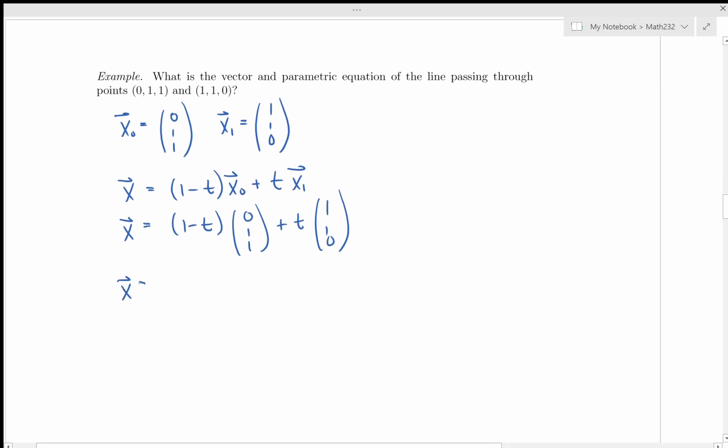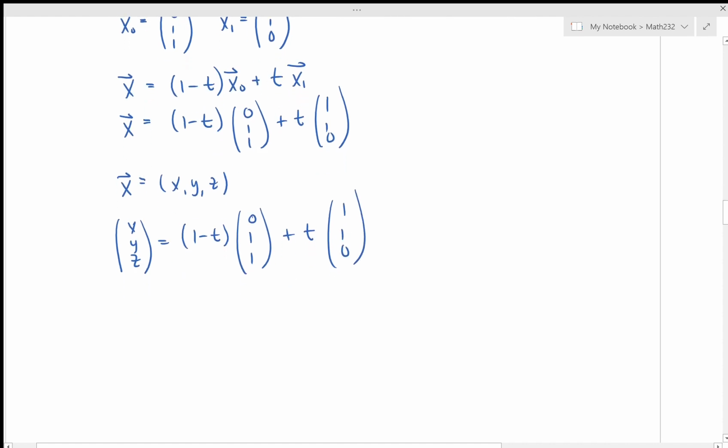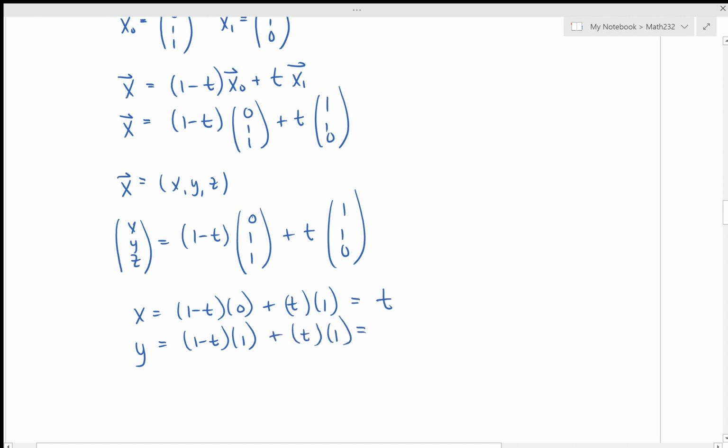Okay, letting x be equal to x, y, z, we can write this way: x, y, z is equal to (1 minus t) times 0, 1, 1 plus t times 1, 1, 0. And then we simply can read off the different components. Line 1 tells us that x is equal to (1 minus t) times 0 plus t times 1, and that looks like t. And reading from the second line, y is equal to (1 minus t) times 1 plus t times 1. And what does that look like? The t cancels out, so that looks like 1.